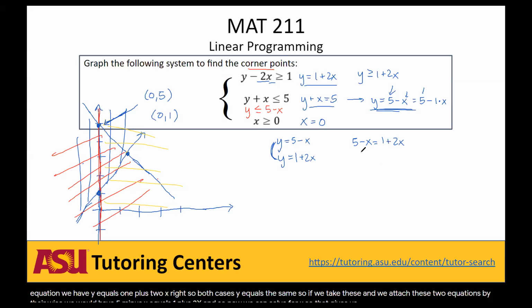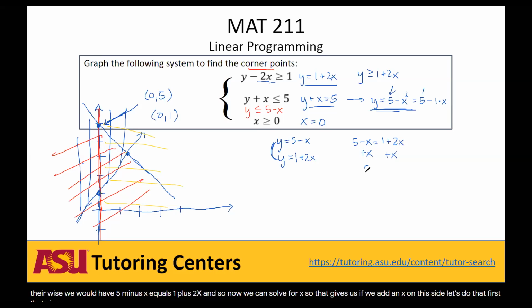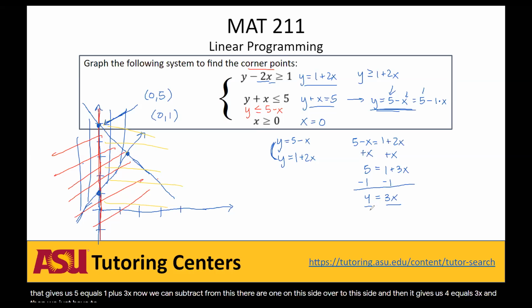So if we add an x on this side, let's do that first. That gives us 5 equals 1 plus 3x. Now we can subtract the 1 on this side over to this side. And then it gives us 4 equals 3x. And then we just have to divide by 3. So we have 4/3 equals x. So that is our x point where that works.